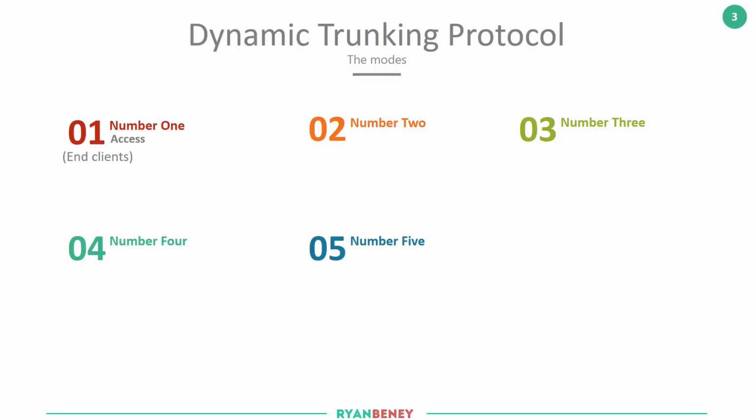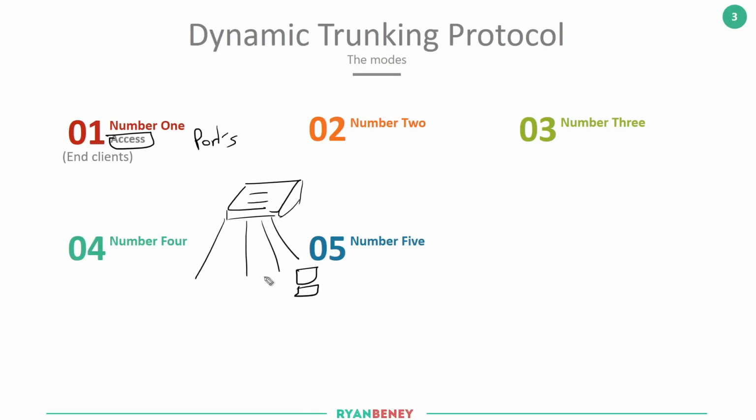The first mode is the access mode. Now, I said in the videos up to now that access ports are normally downstream towards clients. So we have our switch and we have a bunch of downstream clients all plugged into this switch. We said that these will be part of a single VLAN, and in turn this single VLAN is considered an access port.